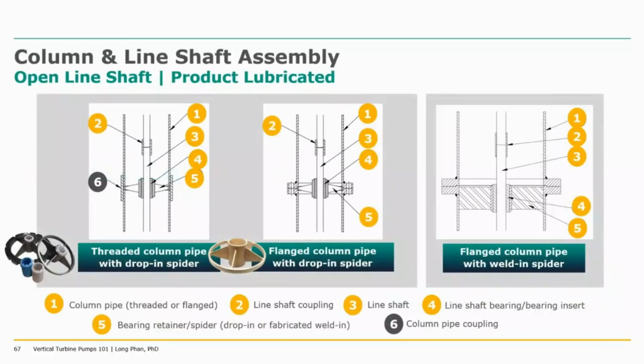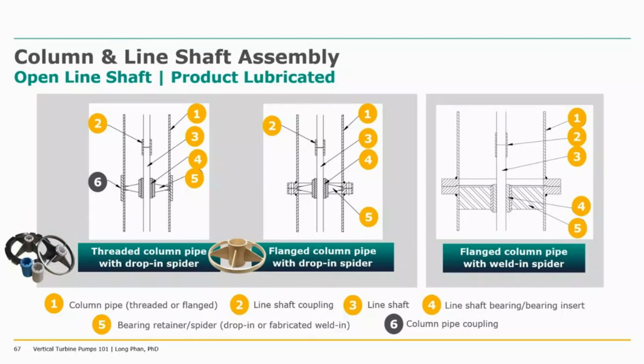Now we look at the method of connecting columns. We looked at how to connect the shaft, now how we're going to connect the columns. For an open line shaft, we have two major ones: the threaded or flange. Within the flange connection method, you have drop-in or within spider support. It depends on your column size. If you have 14-inch and larger, it's available in welded spider only, and anything smaller than that, you can have a drop-in spider.